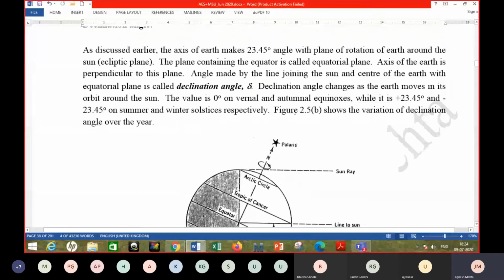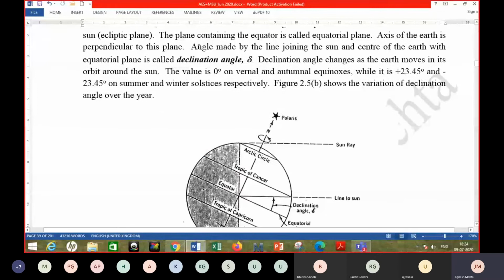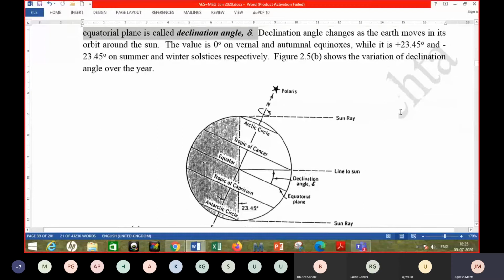So now we are going to define an important angle, which is called the declination angle. The declination angle is the angle made by the line joining the sun and the center of the earth, which is nothing but the direction of the sun ray, with the equatorial plane. So where is this equatorial plane? This is the earth, right? And this is the axis of the earth, and the equator passes through the center and is perpendicular to the axis of the earth.